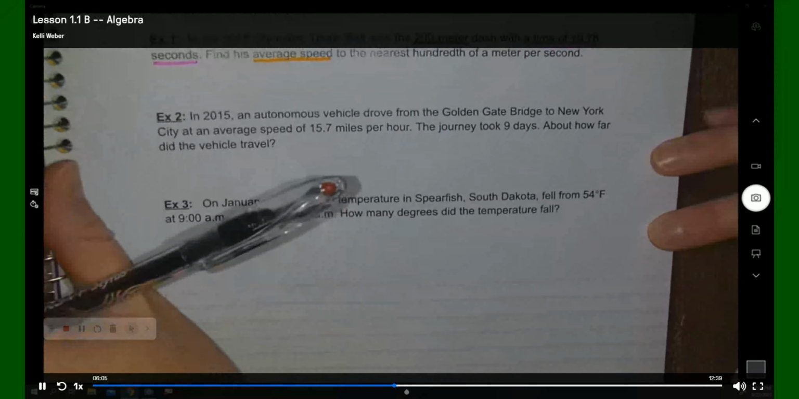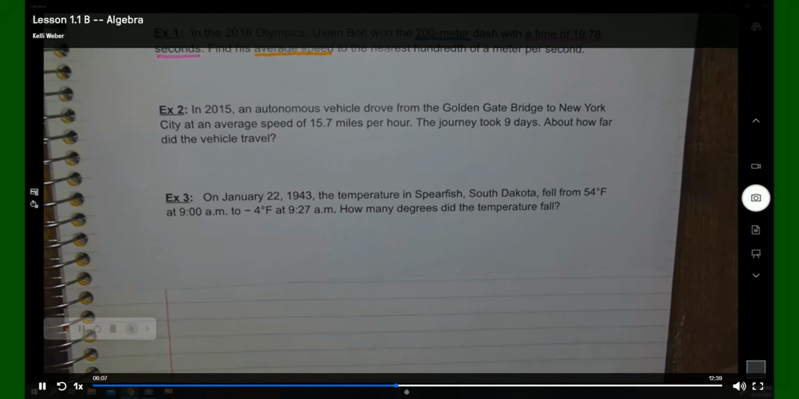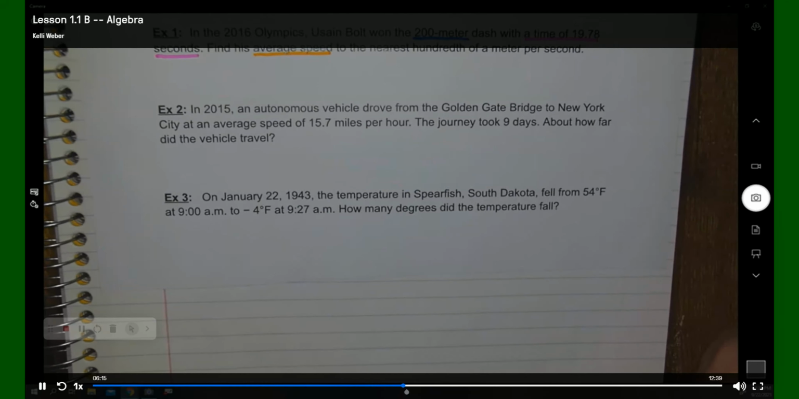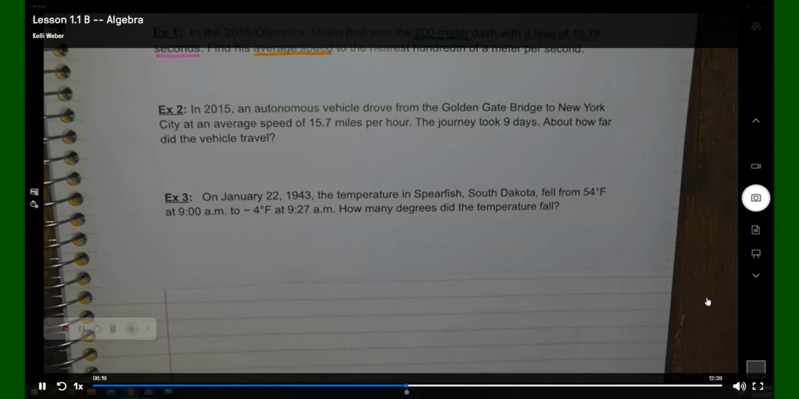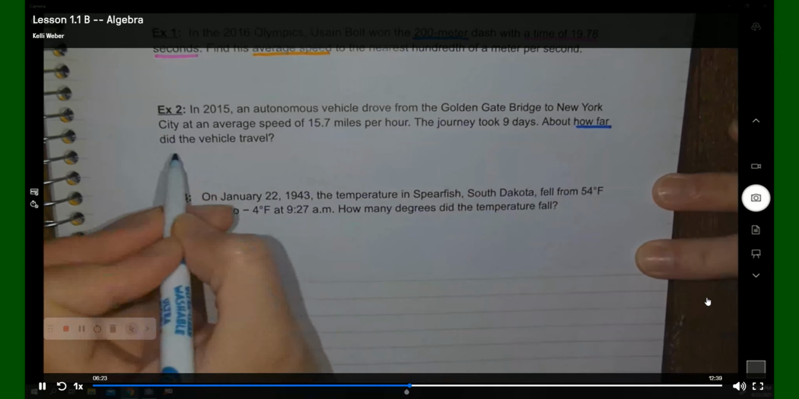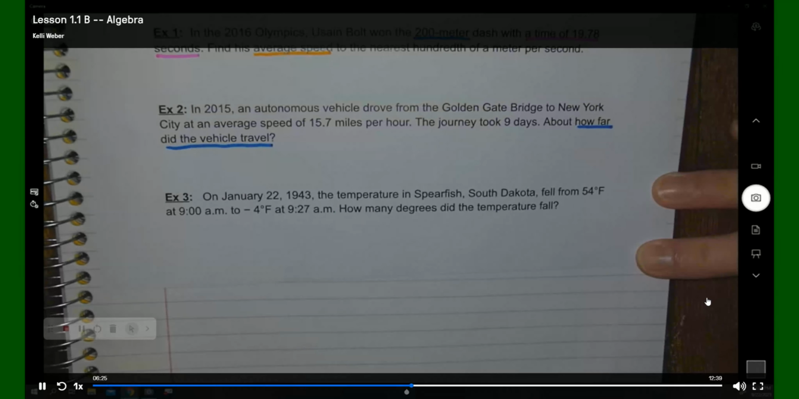So for example 2, in 2015, an autonomous vehicle drove from the Golden Gate Bridge to New York City at an average speed of 15.7 miles per hour. The journey took 9 days. About how far did the vehicle travel? So in this case, we're looking for how far did the vehicle travel. So we're looking for the distance.